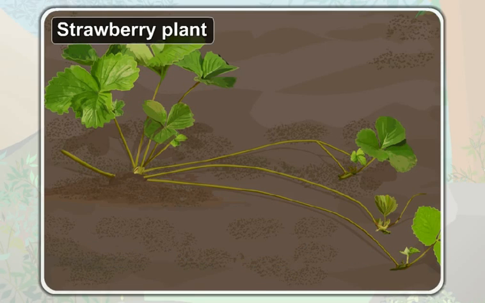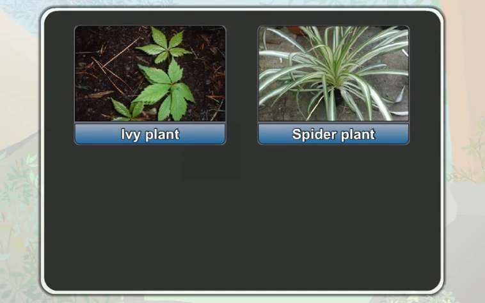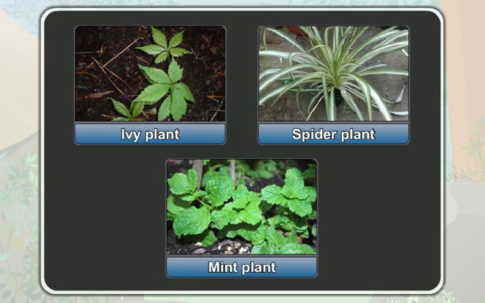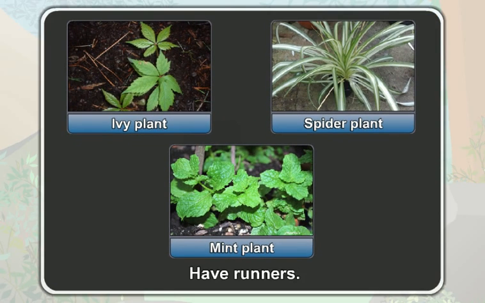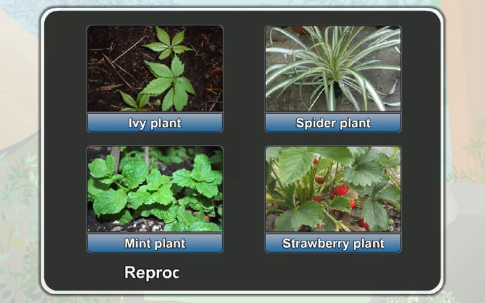Like a strawberry plant, plants like an ivy plant, a spider plant, and a mint plant also have runners. All these plants reproduce from their runners.